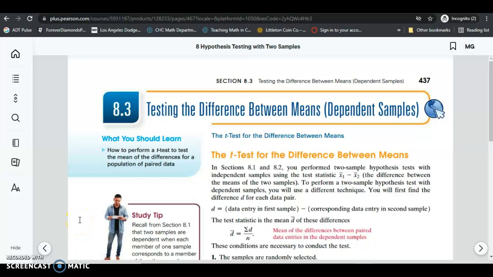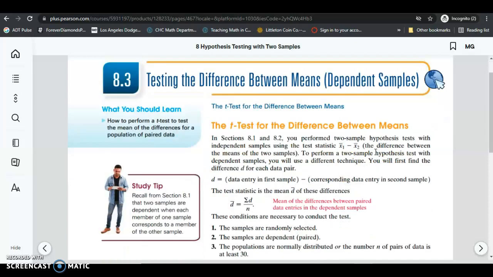Hello students, so in this video we're going to begin section 8.3 on testing the difference between means from dependent samples. So at the beginning of the section on page 437 you'll see some basic information about the hypothesis tests we will do in the section on the difference between two means from dependent samples.